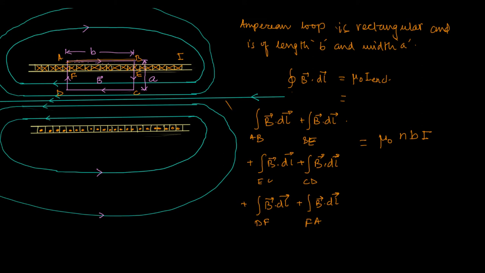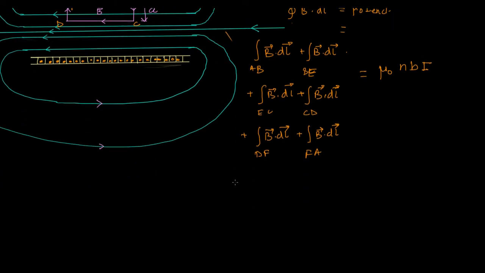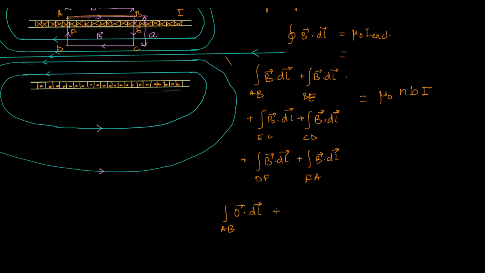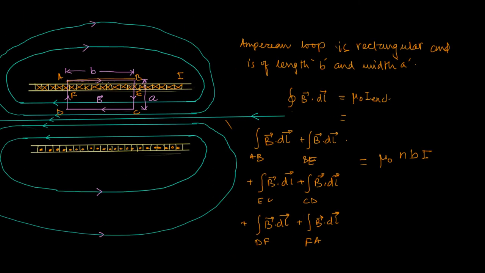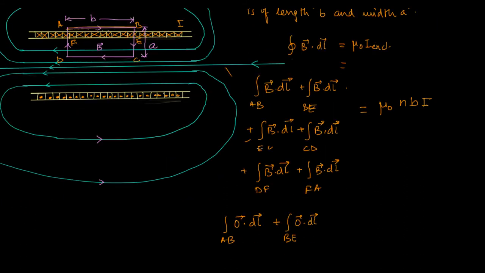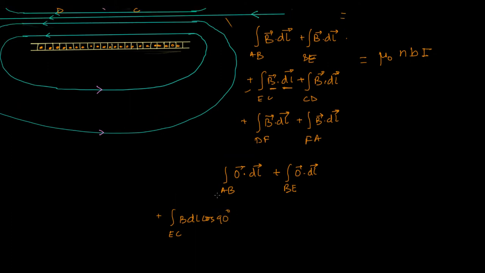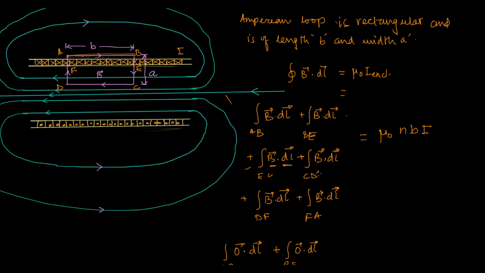Now let us try to calculate these six integrals. In the first one, A to B, I have B as zero, so it's kind of 0·dl. Fine? And so is the case for B to E, is it not? So plus B to E, it's again zero. Now from E to C, there is a non-vanishing B, a non-zero B, but it is perpendicular to dl, right? So plus E to C, it is B into dl into cos 90.